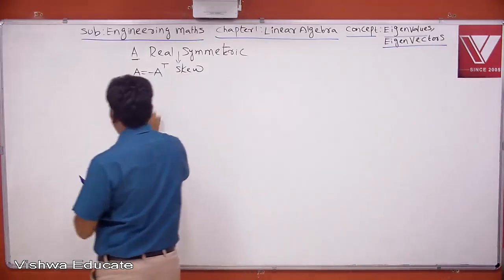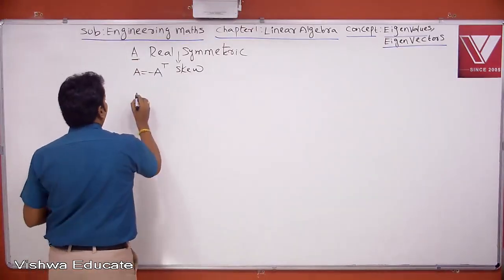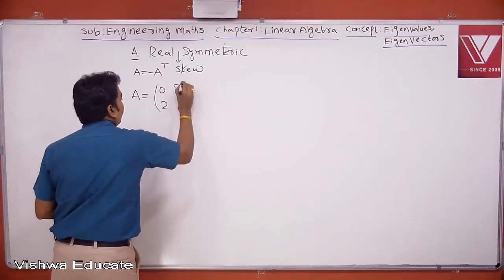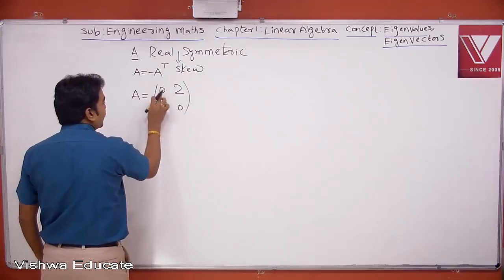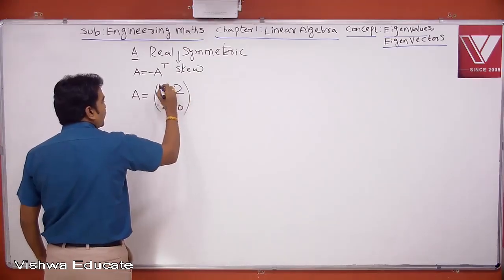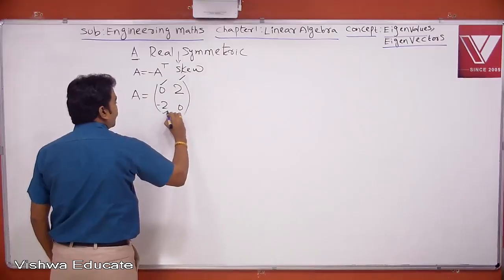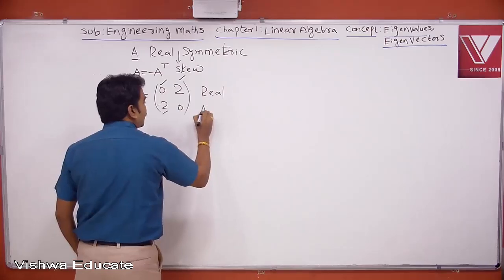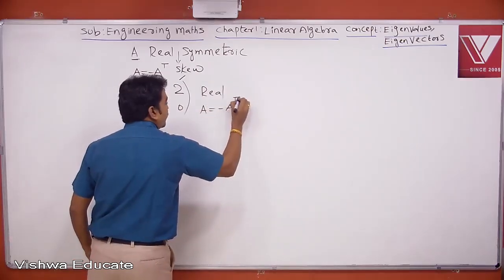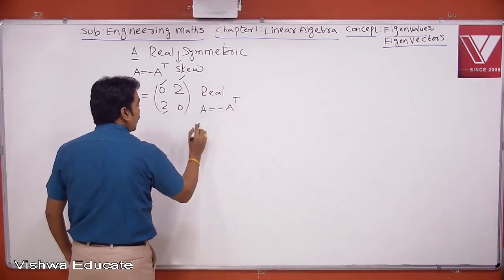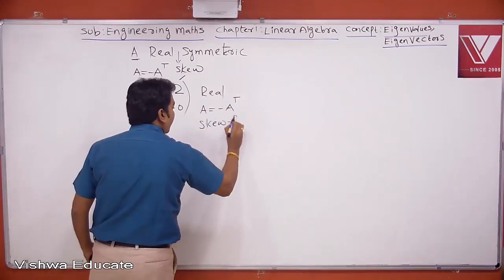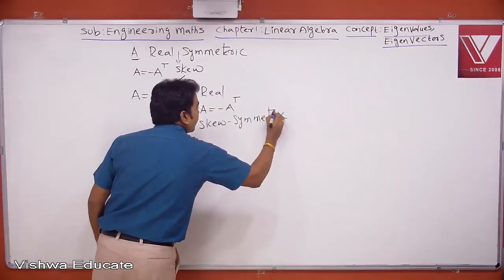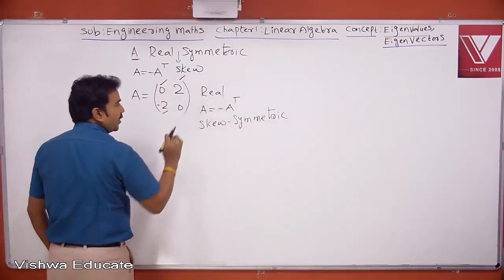Let us start with a simple example. Suppose I have A equal to the matrix with rows 0, 2 and minus 2, 0. Now inside this matrix, the elements are 0, minus 2, 2. All of these are real numbers, so this is a real matrix. And when you verify its transpose, it satisfies the condition A equal to minus A transpose. Therefore, this is a skew symmetric matrix, and hence a real skew symmetric matrix.